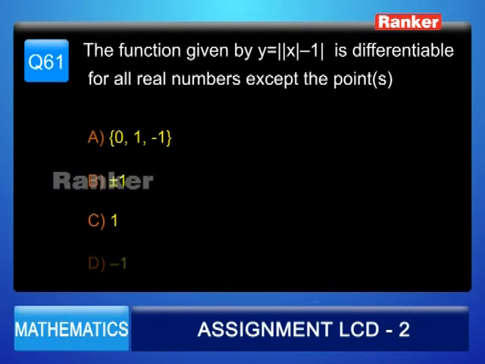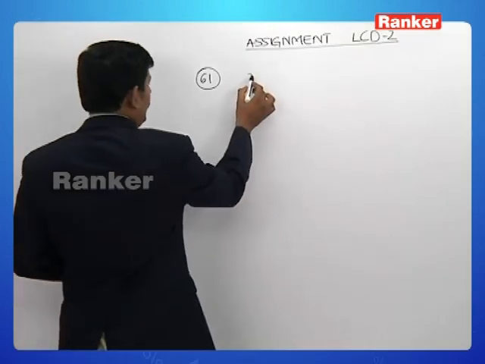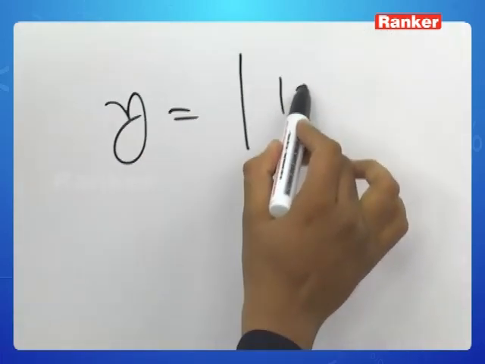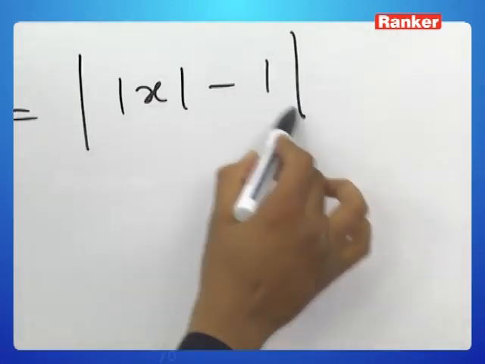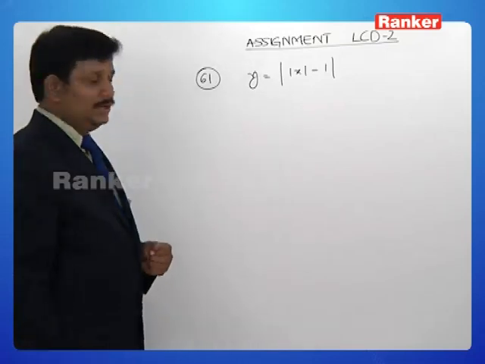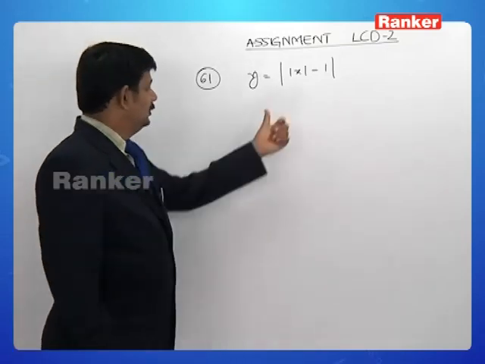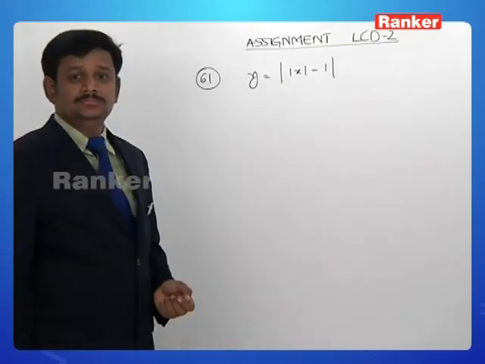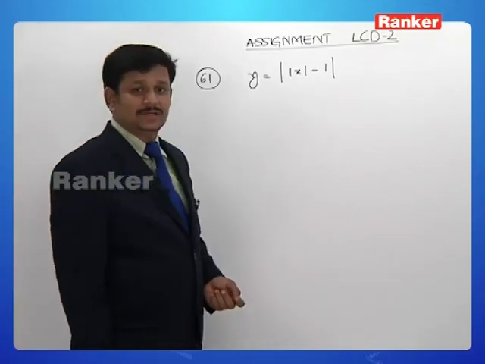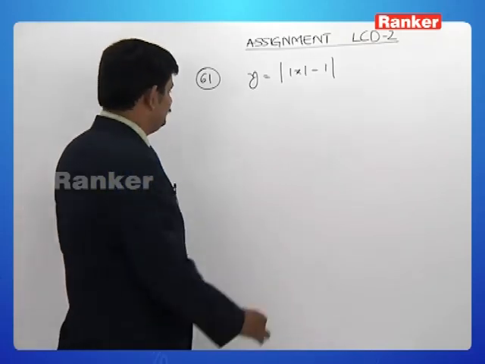Next question. The function given by y is equal to mod of mod x minus 1 is differentiable for all real numbers except: option A, 0, 1, minus 1; option B, plus or minus 1; option C, 1; option D, minus 1. For this question, let us plot the graph of this function.